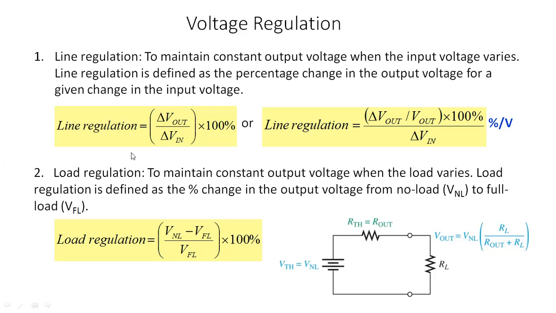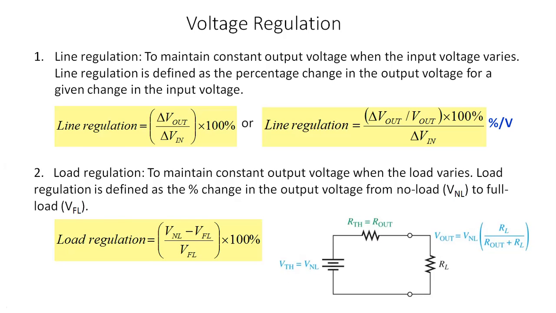So we are saying here for line regulation, it is used to maintain constant output voltage when the input voltage varies. We can define line regulation mathematically as the percentage change in output voltage for a given change in input voltage, or we can say it is the ratio of the change in output voltage to the change in input voltage. So we can calculate line regulation like delta V out.